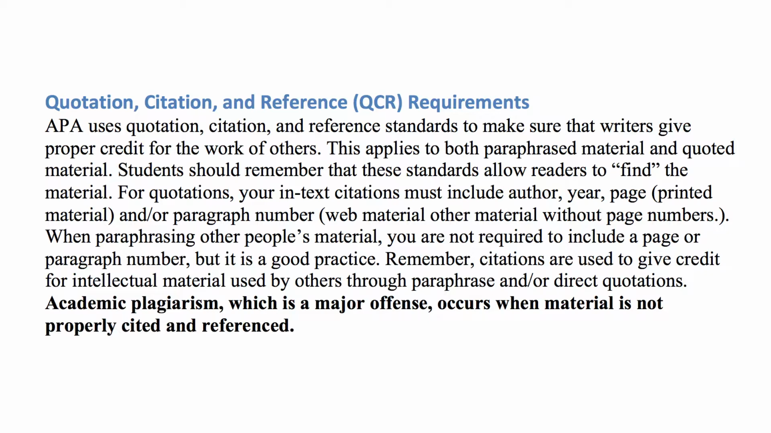At the core of an APA document is the use of quotation, citation, and references, or what I call QCRs. What you do is when you want to use someone else's exact words, we call this a quotation, and it goes in quotation marks. A citation is an in-text notation of where this material is found, and then the reference is what you see at the end. And there's a link between the quotation, citation, and references. This is called QCR. When you don't use the proper QCRs, this can result in academic plagiarism, which is a major offense. And it occurs when material is not properly cited and referenced.